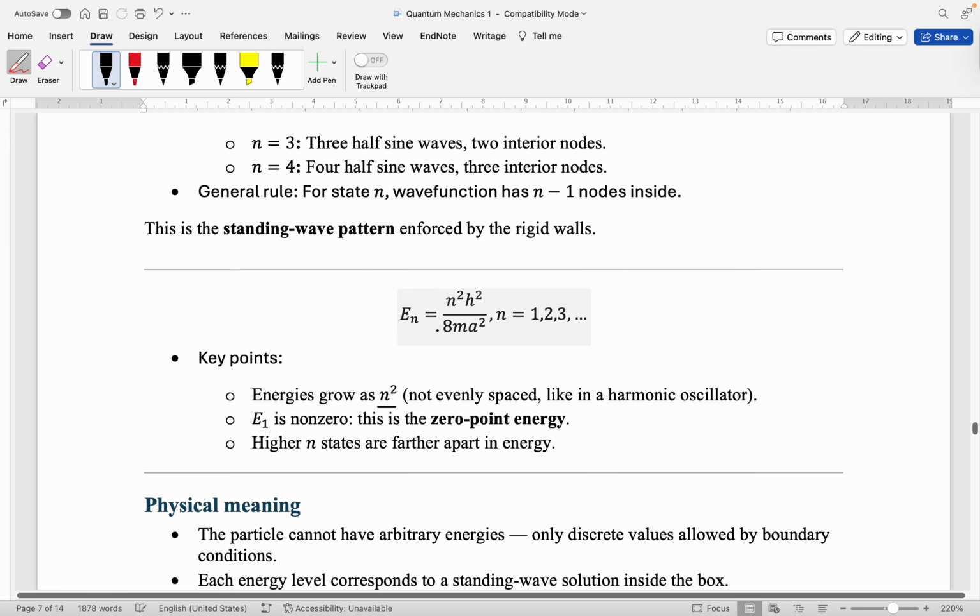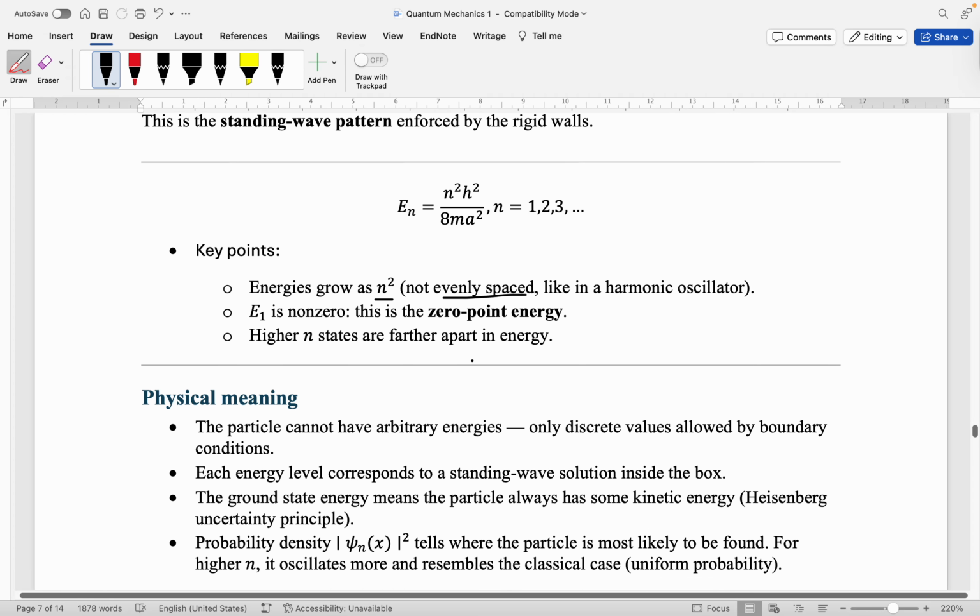So this is an important conclusion. It is always multiplied with n square. So these are not equally spaced. If it was multiplied with n, then it would be equally spaced, right? But it is not. It's n square, so it's not equally spaced. 1, 4, 9, 16, and so on. It will keep on moving.